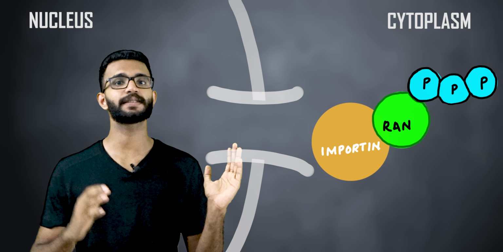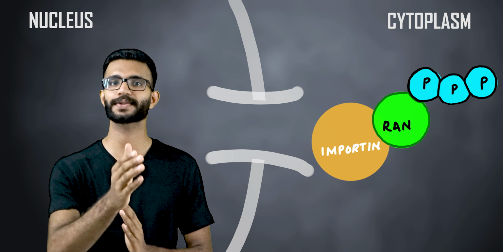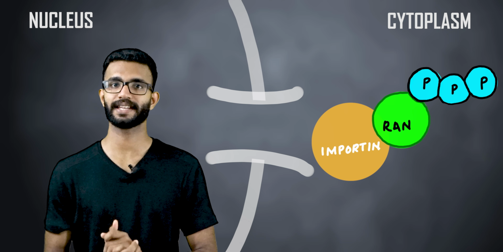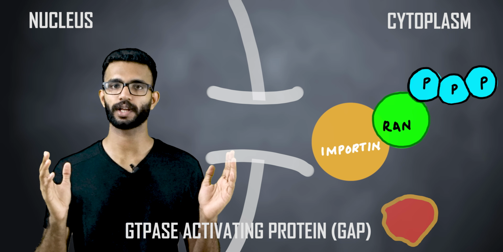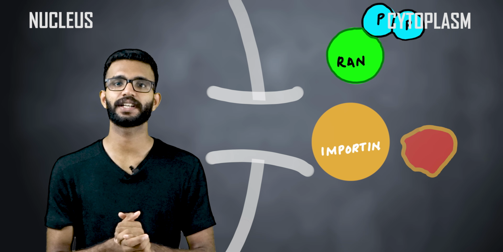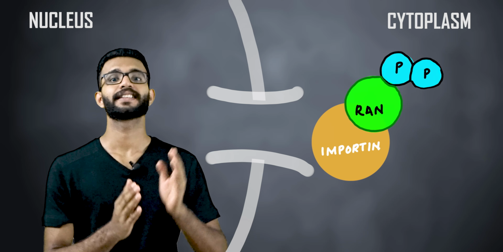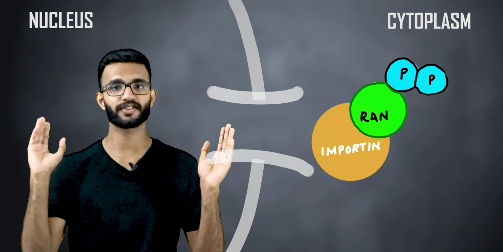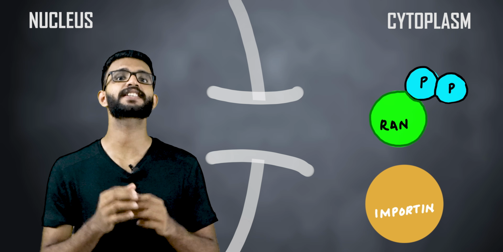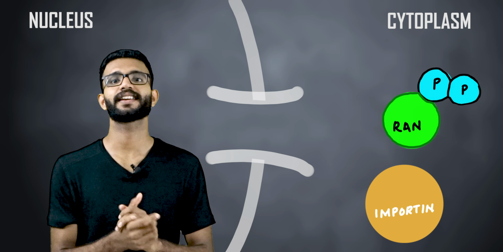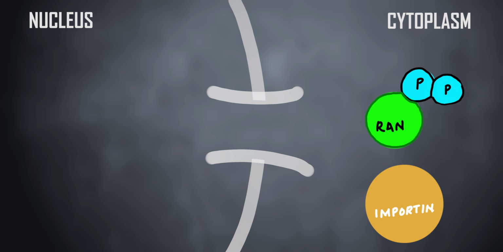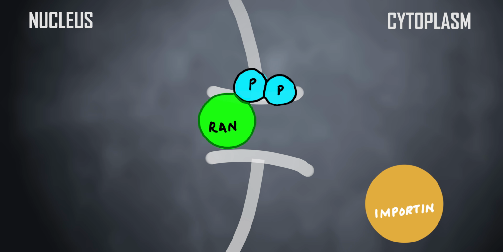When this RAN-GTP importin complex is taken into the cytoplasm, inside the cytoplasm there is a GAP, which actually means the GTPase activating protein. So this protein activates the GTPase activity of the RAN, and hence the RAN-GTP becomes the RAN-GDP. And that's what happens. The RAN dissociates from the importin, and importin is now free in the cytoplasm. The RAN-GDP is taken from the cytoplasm to the nucleus.